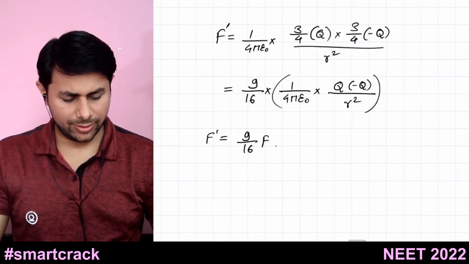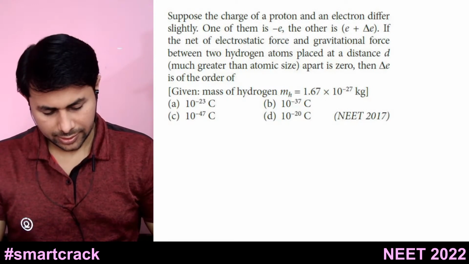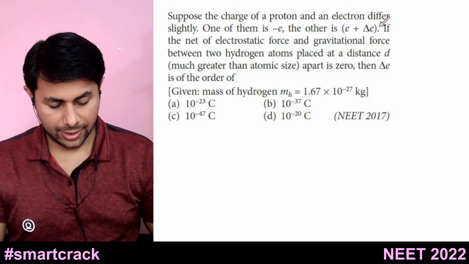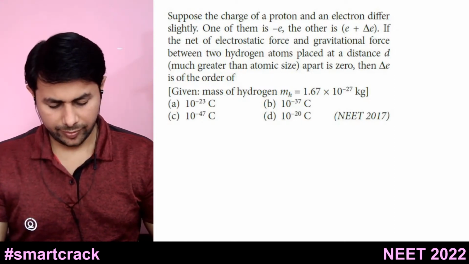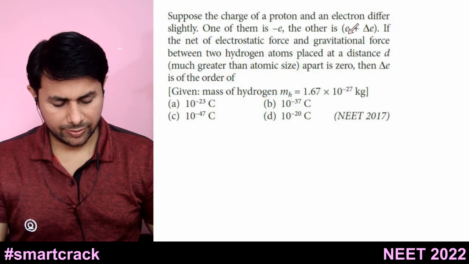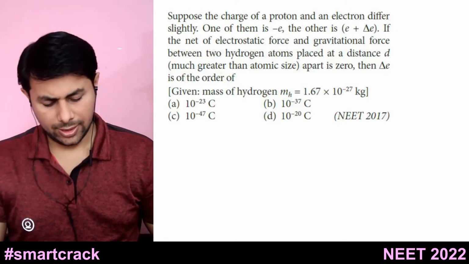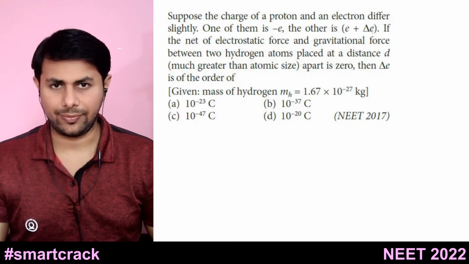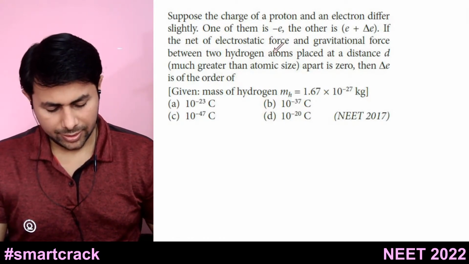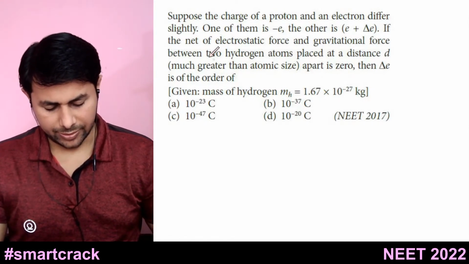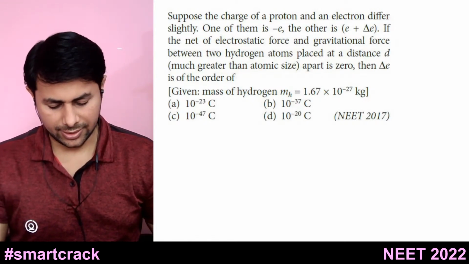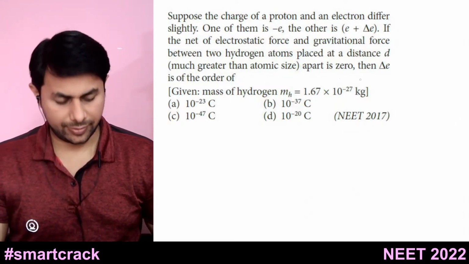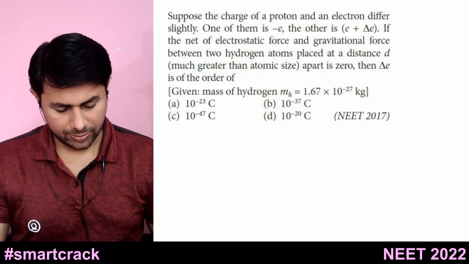Okay, then let's move on to the next question. The next question is, suppose the charge on proton and an electron differ slightly. One of them is minus E, the other one is E plus delta E. So charge on electron is minus E and charge on proton is E plus delta E. If the net electrostatic force and gravitational force between two hydrogen atoms placed at a distance d much greater than atomic size apart is 0, then delta E is of the order of.